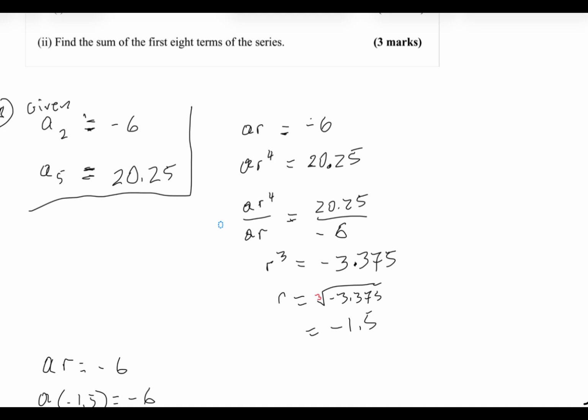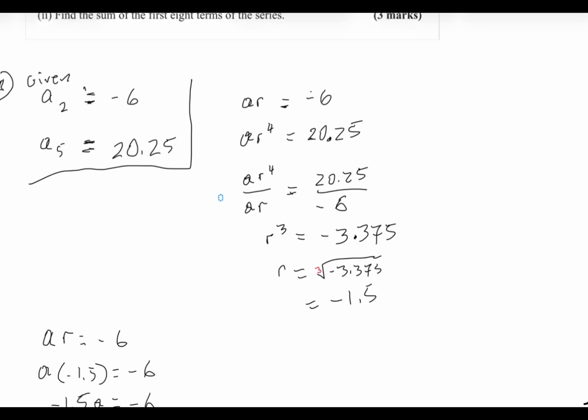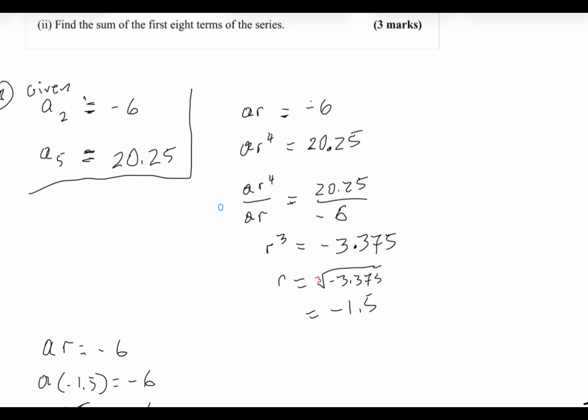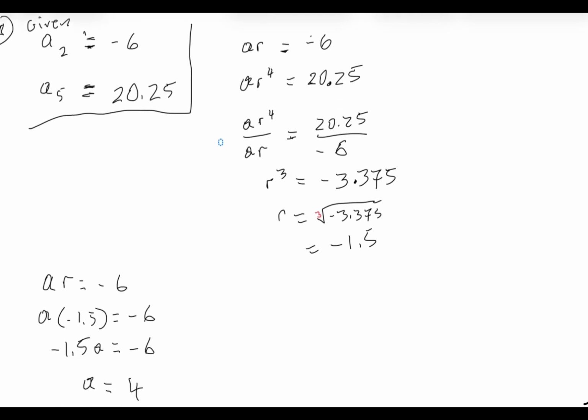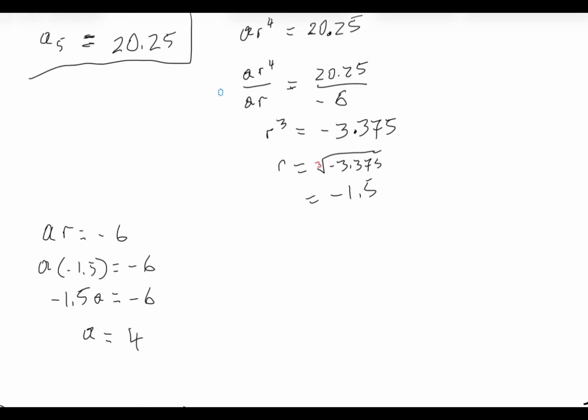So we found r. We want to find a. We know that the second term is equal to -6, so ar will be equal to -6. Plugging in the value of r, which is -1.5, we have a times -1.5 is equal to -6. We divide both sides by -1.5. So a is equal to -6 divided by -1.5, so a is equal to 4. So we found that a is equal to 4 and r is equal to -1.5.